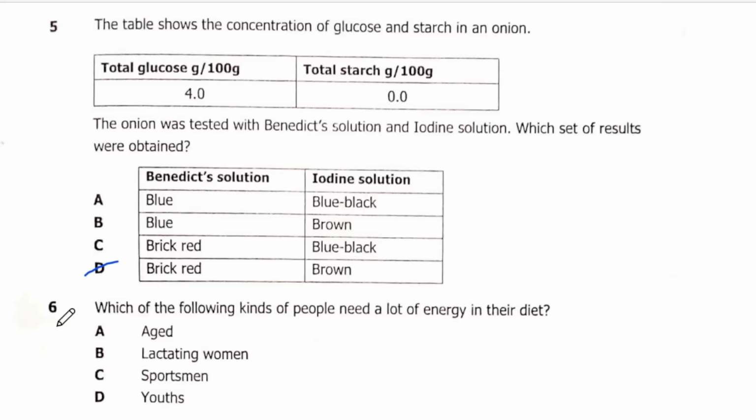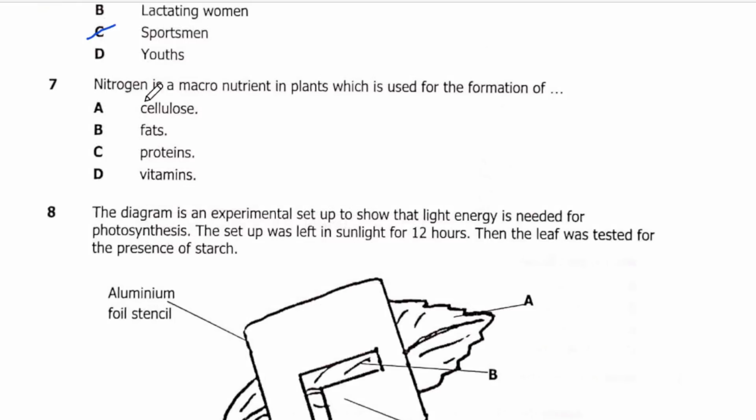Next question, 6. Which of the following kinds of people need a lot of energy in their diet? So people who need a lot of energy in their diet, it's of course sportsmen and infants who are actually growing, because they need energy for growth. So here the correct answer is sportsmen. Question 7. Nitrogen is a macronutrient in plants which is needed in the formation of cellulose. No, this one we need the glucose. Fats, we also need the carbohydrates to make proteins. Yes, we need the nitrogen to make proteins. So C was the correct answer.